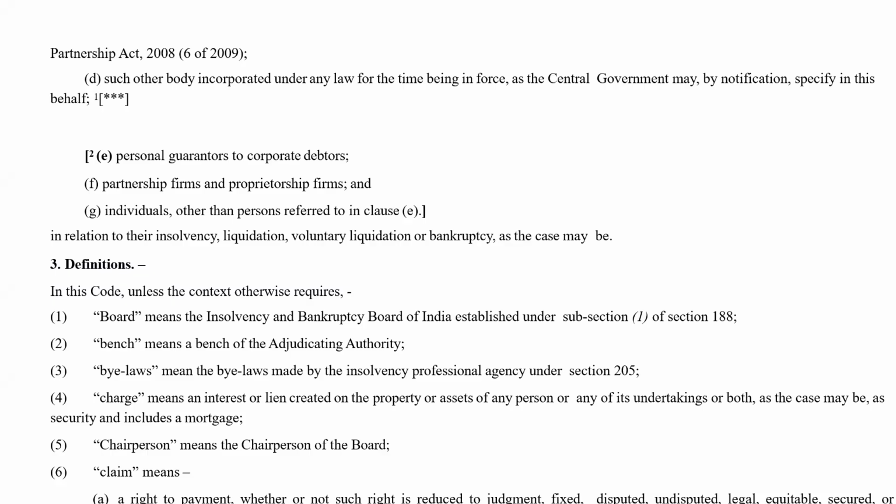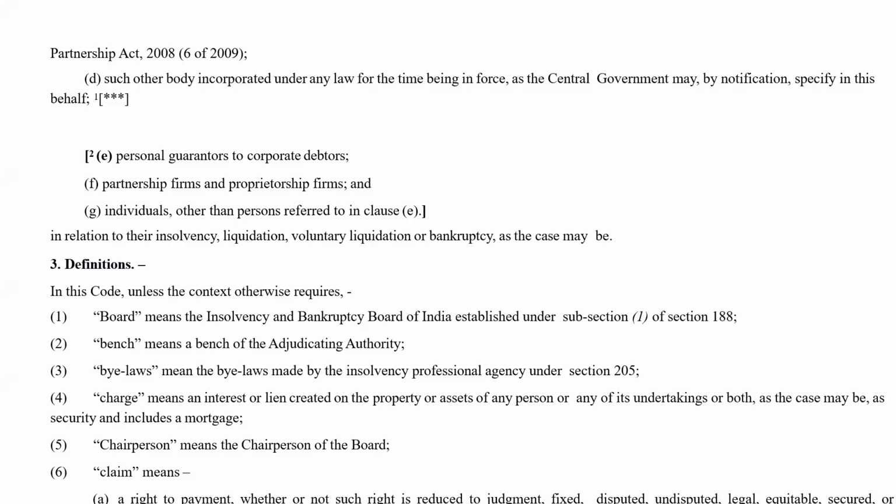Then personal guarantors to corporate debtors. Why have personal guarantors to corporate debtors been identified separately? Because, as I told you, provisions regarding individuals and partnership firms have not yet been notified. But because individuals had given guarantees to corporate persons and provisions regarding corporate persons have been notified, it was necessary to carve out a special class of these personal guarantors to corporate debtors.